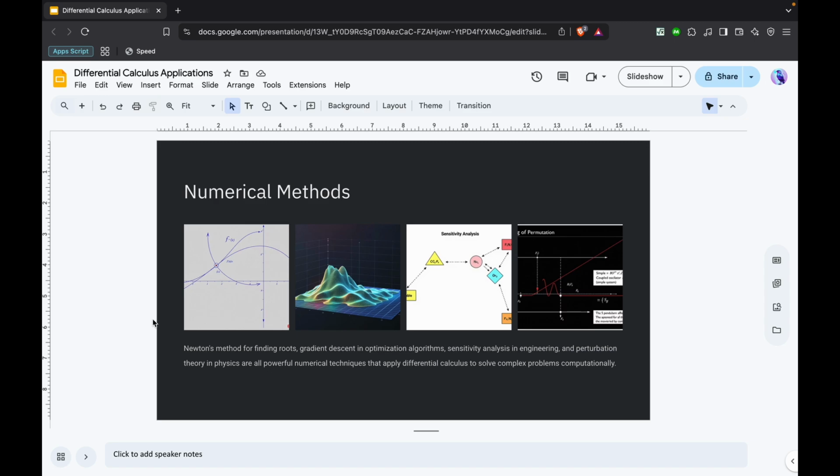The third thing is analyzing sensitivity in engineering for different structures, and the fourth thing is perturbation theory in physics. Now, I'm pretty sure I have absolutely no idea what this is about, but it's basically a specialized type of theory which relates to different types of mechanical systems, especially oscillating systems. All of these are called numerical methods.